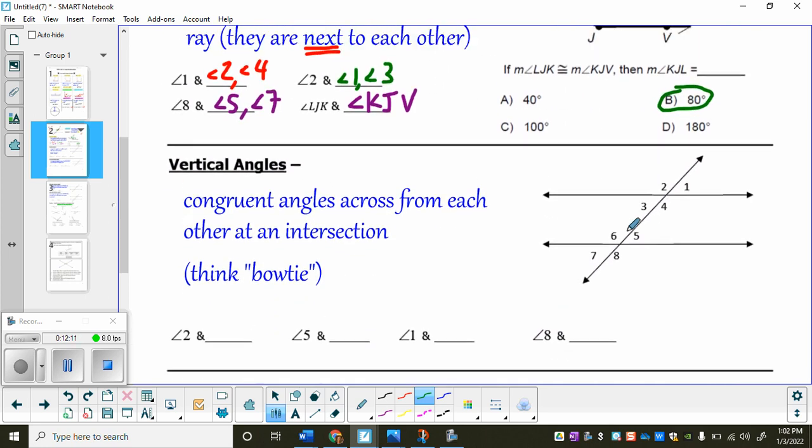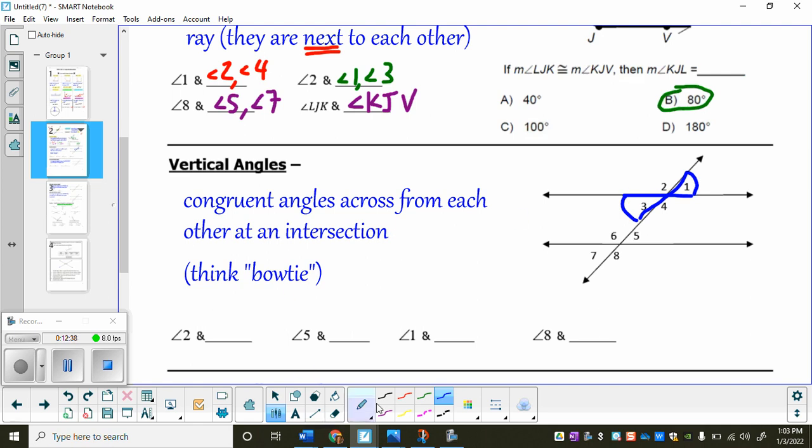Now let's talk about something called vertical angles. And when I talk about vertical angles, I really want you to just think about a bow tie. So in the picture over here, let me draw the vertical angles. Angle 1 is vertical to angle 3. And you can kind of see right here that it almost looks like a bow tie. So vertical angles are congruent. They have the same measure. And they're across from each other at an intersection.